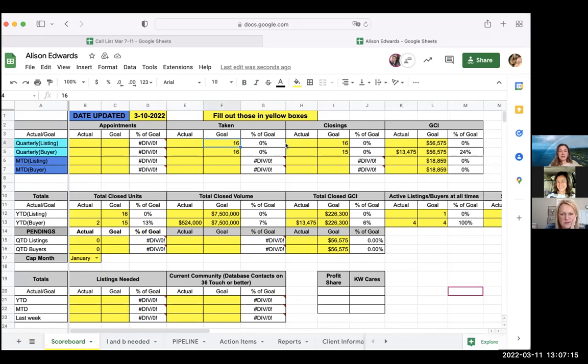So 16, broken up into quarters, that's 4 a quarter. Okay. And monthly it's 1.3, but we can't take 1 1/3, so we always round up. Okay. And it's the same here. So you need 4 a quarter, which is about 1 a month, right?